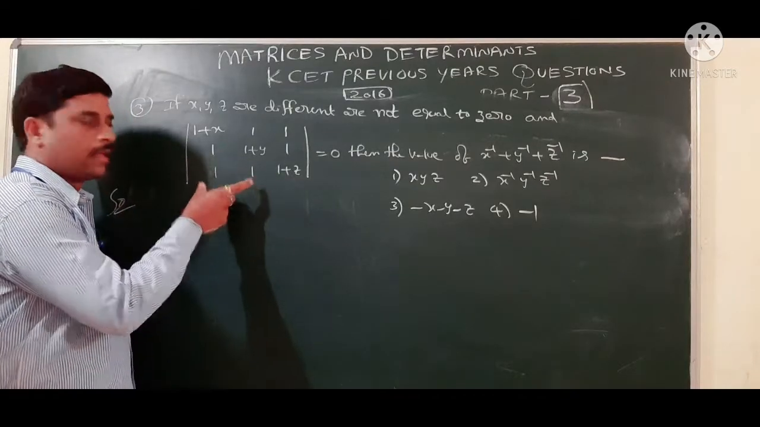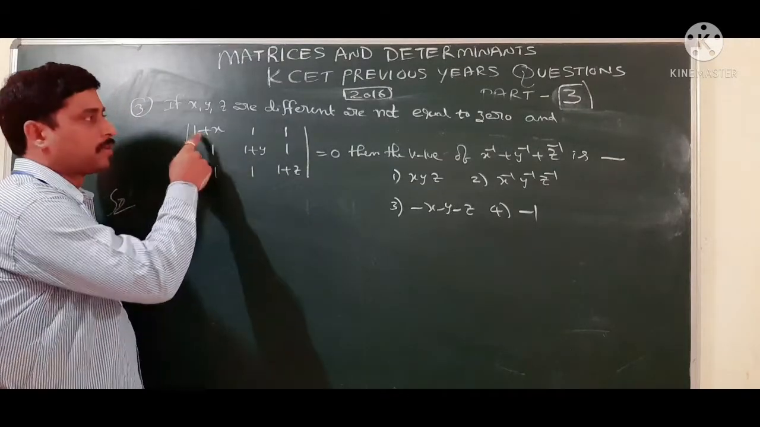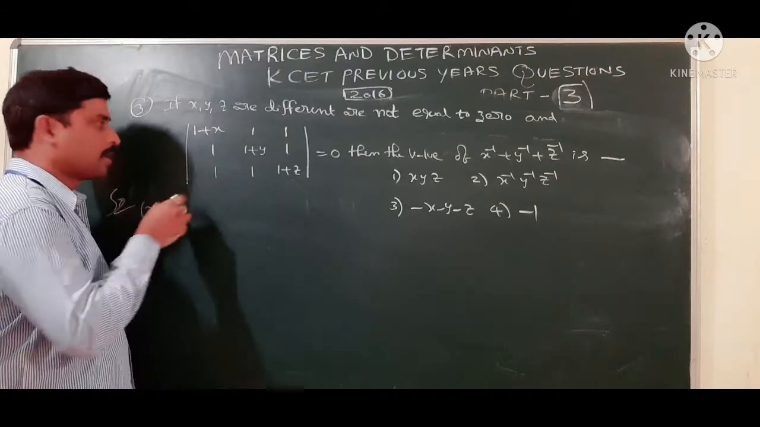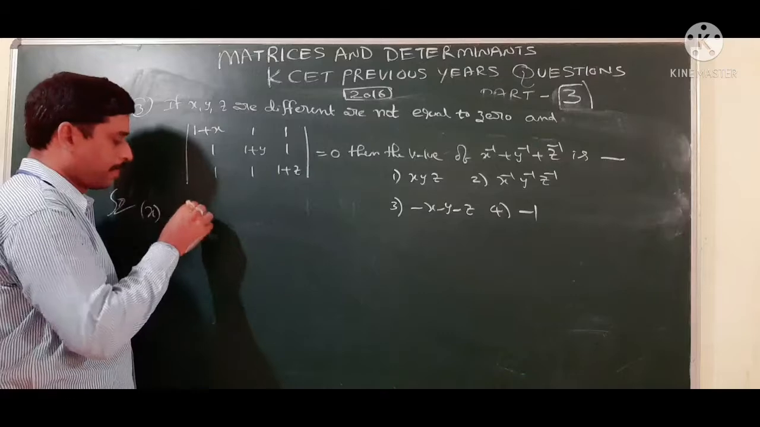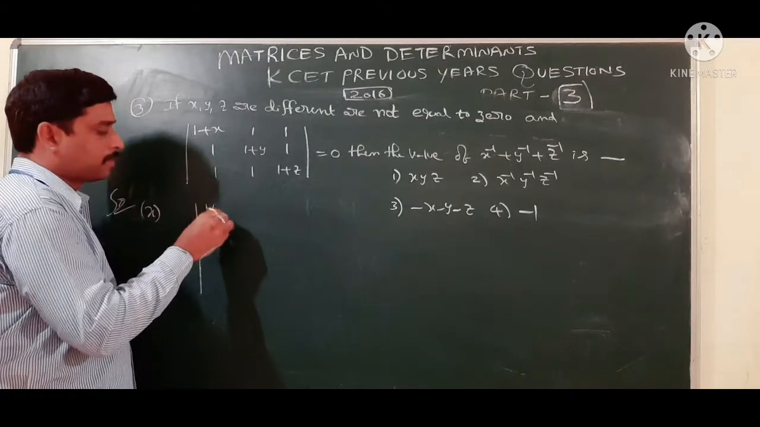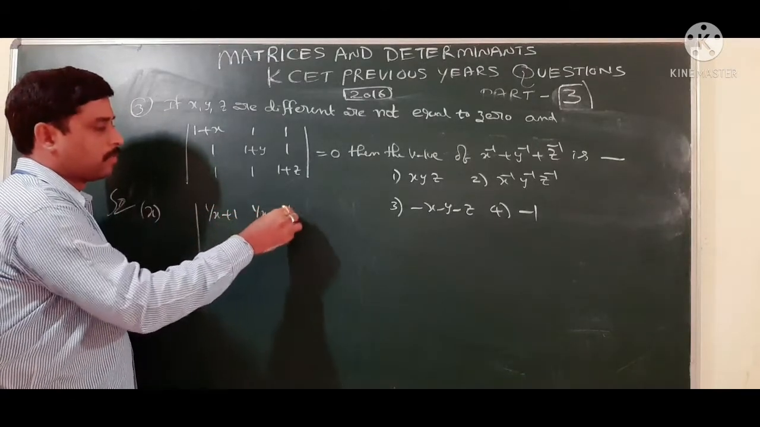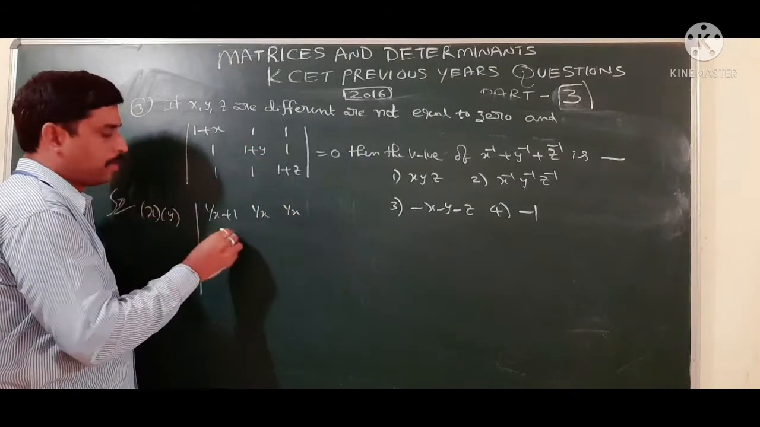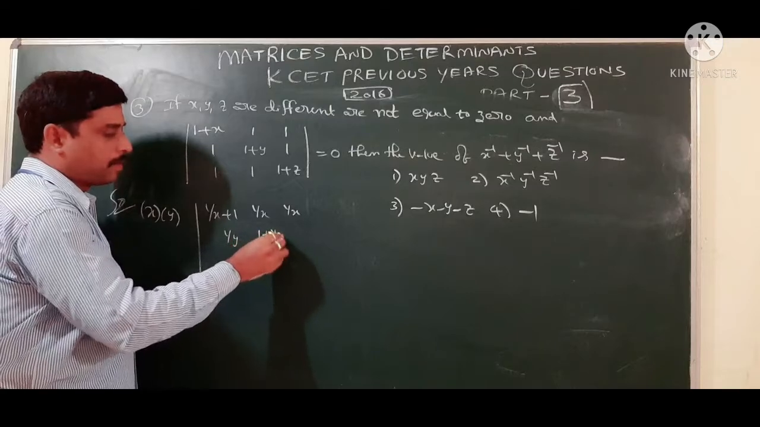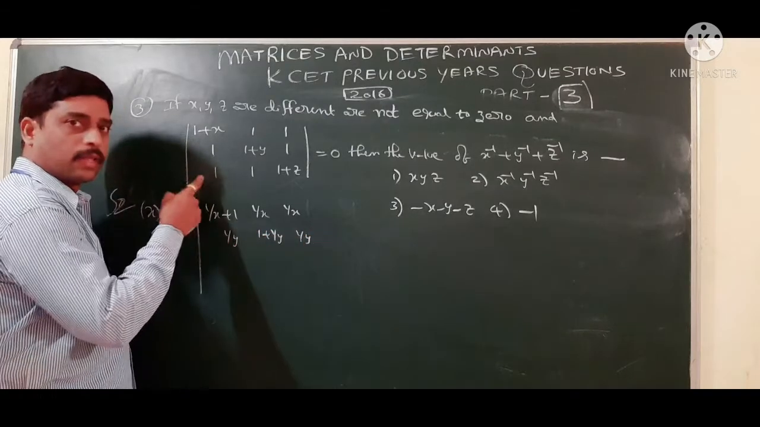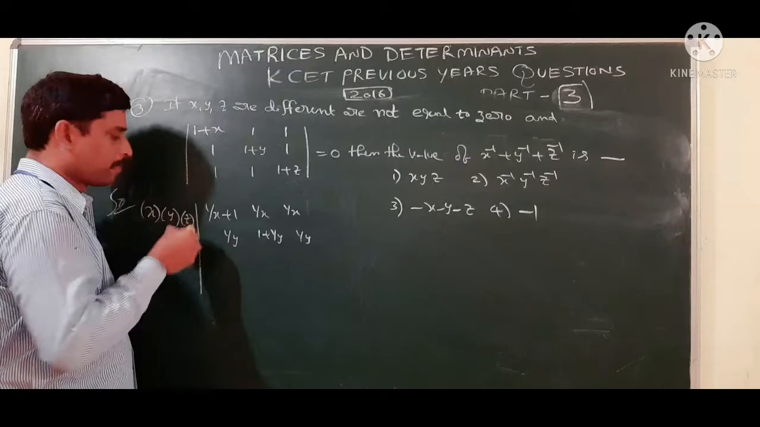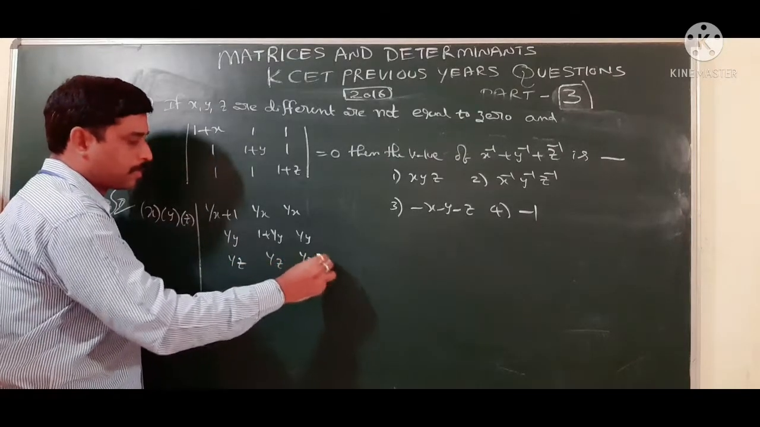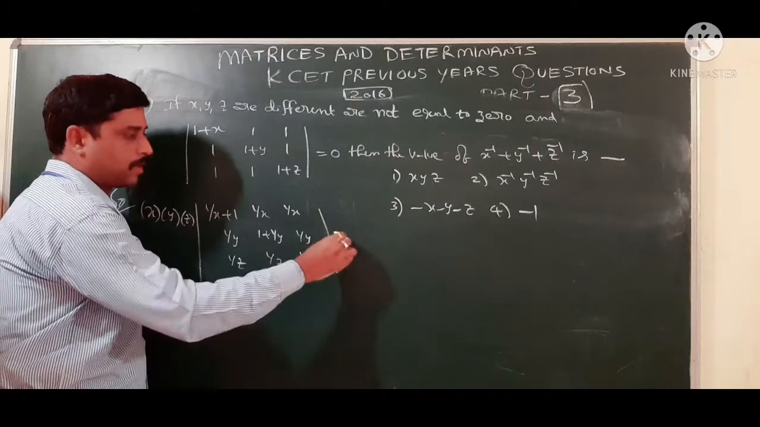In this one, take x, y, z common from first row, second row, third row. x take out common from first row: 1 by x plus 1, 1 by x, 1 by x. In second row, y take out common: 1 by y, 1 plus 1 by y, 1 by y. In third row, z take out common: 1 by z, 1 by z, 1 by z plus 1. This is equal to 0 given.